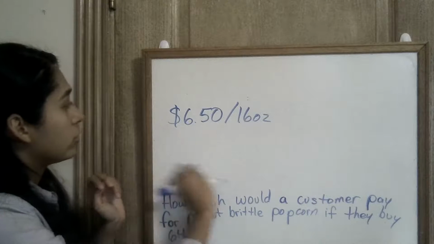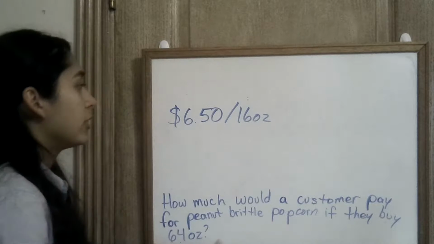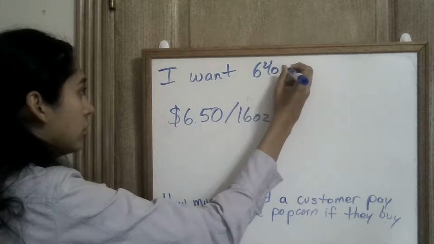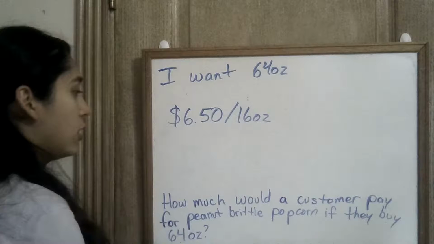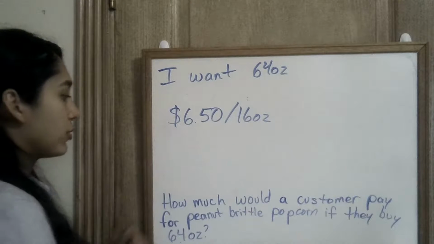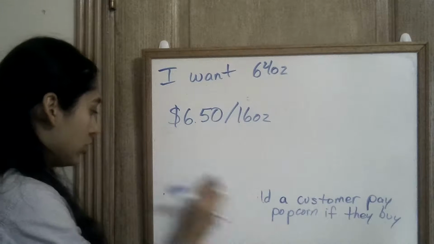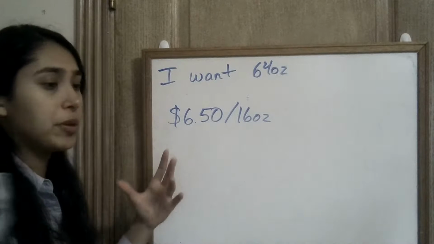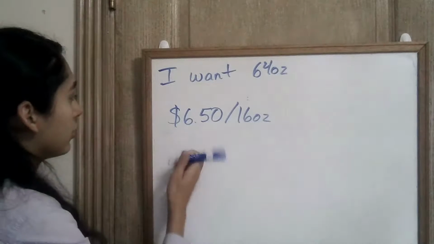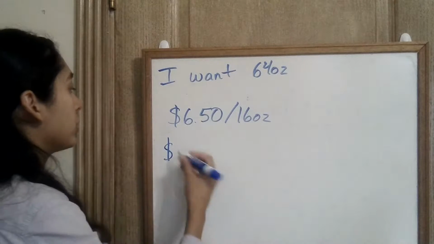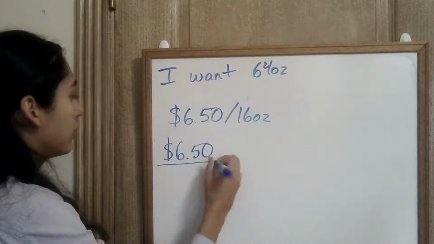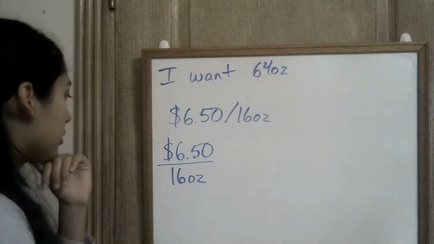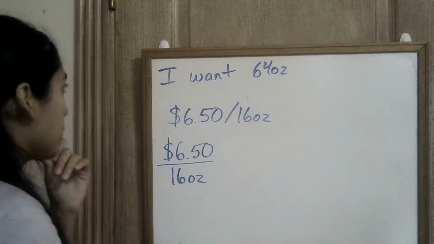So here we have our information, and we know that I want 64 ounces. We're talking about peanut brittle, so this was the price for it. I can just go ahead and erase this information. I do have a larger board. However, the camera would be way too far for you to see clearly. So let's set it up where they're stacked on top of each other. Now I can perform mathematical calculations much more easily. All right, so we have $6.50 per 16 ounces. And I want to get to 64 ounces.